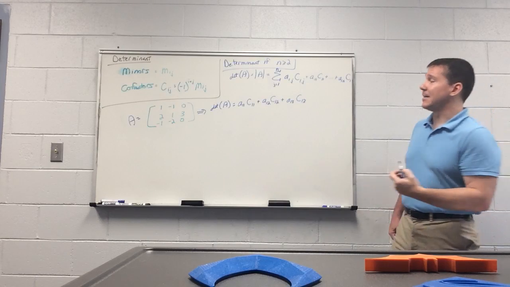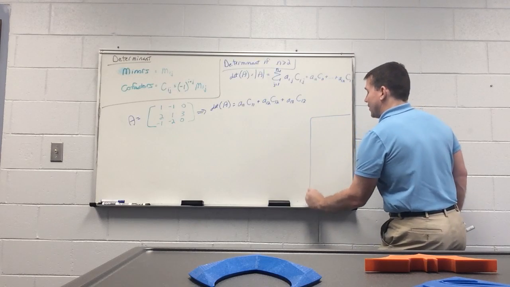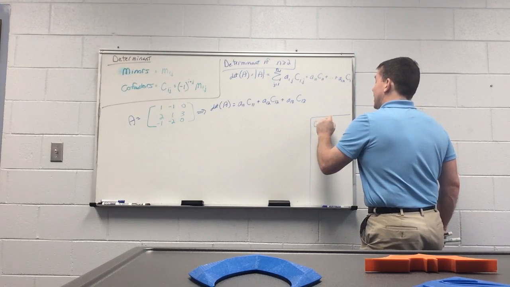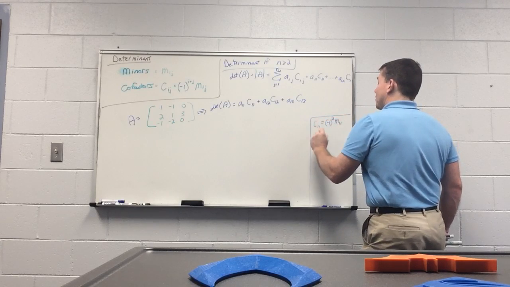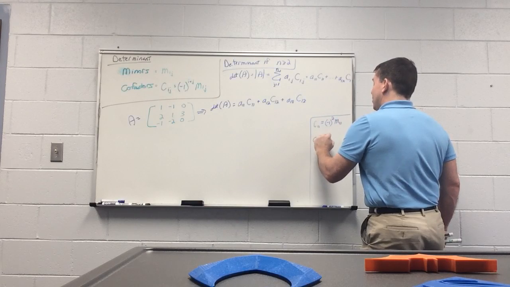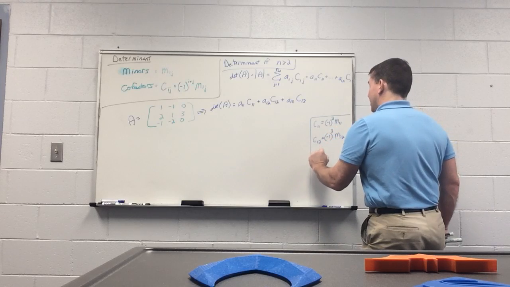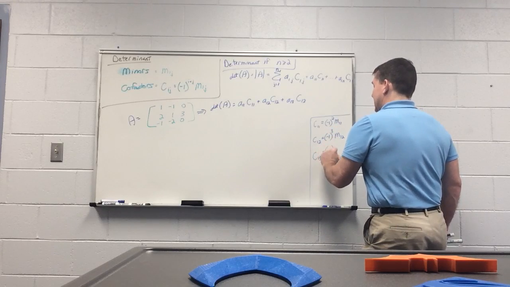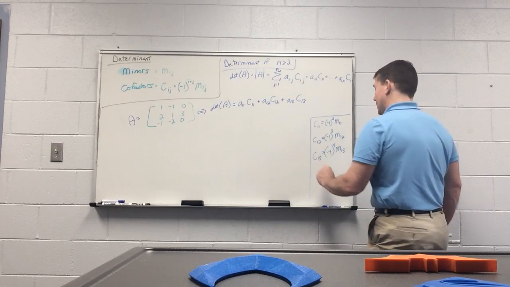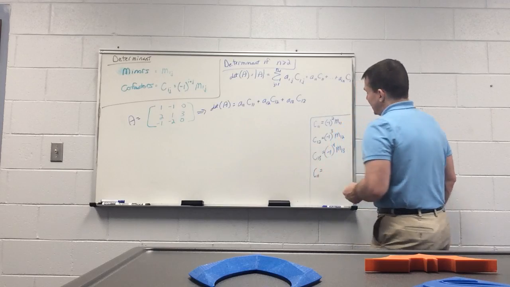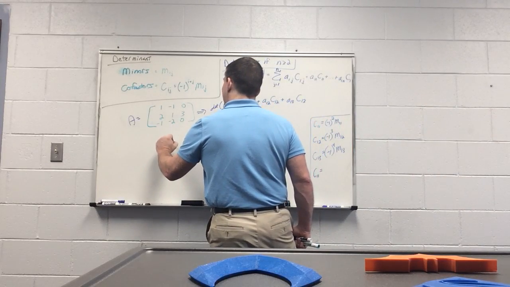Now I just have to find them. C11, C12, and C13, I suppose I can do those right over here. C11 is -1 to the 1 plus 1, 2 times M11. C12 is -1 to the 2 plus 1, 3, M12. C13 is -1 to the 1 plus 3, 4, M13. So then let's see. C11, M11. If I want to find those, we'll put those over here.